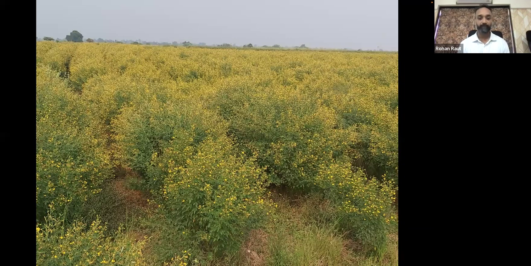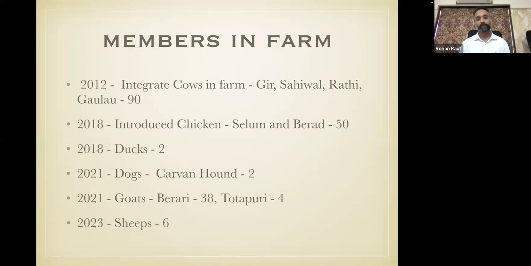Pigeon pea crop. See, the distance is 8 by 2 feet, but the whole field was yellow. I noticed almost 18 types of insects on my farm, against the neighbor's farm. The neighbor's farm just had 2 to 3 beneficial insects, or diversity of insects. So as of today, all these members are there on my farm.